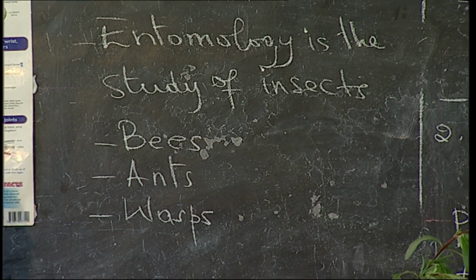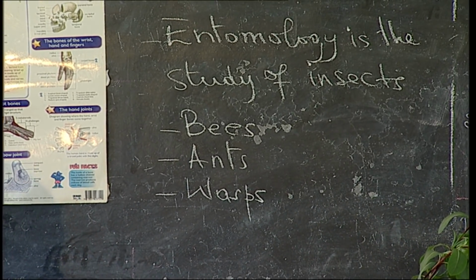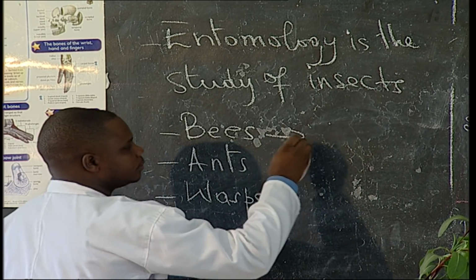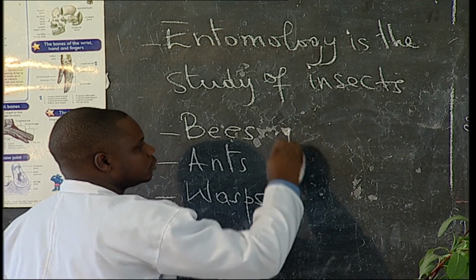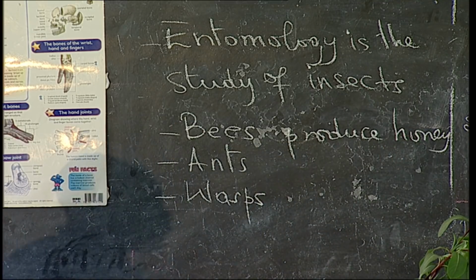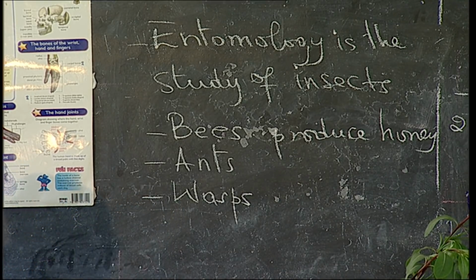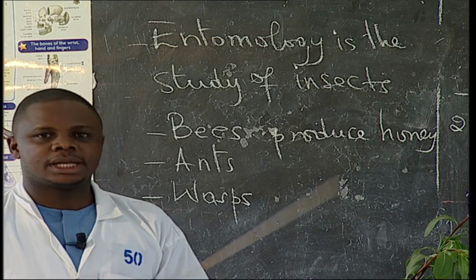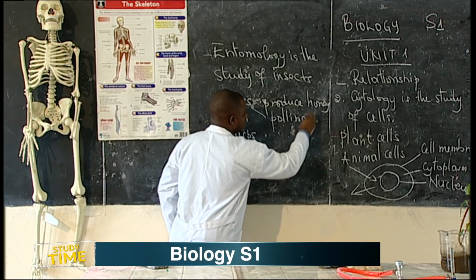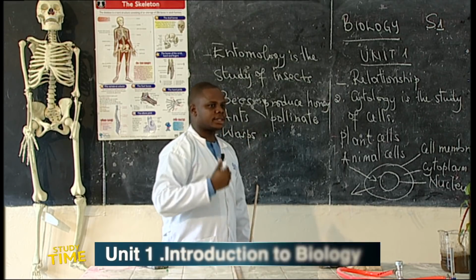are also insects. How are bees important? Bees are important because they produce honey. Bees are also important because they pollinate our plants. They pollinate plants so that we can get more plants.